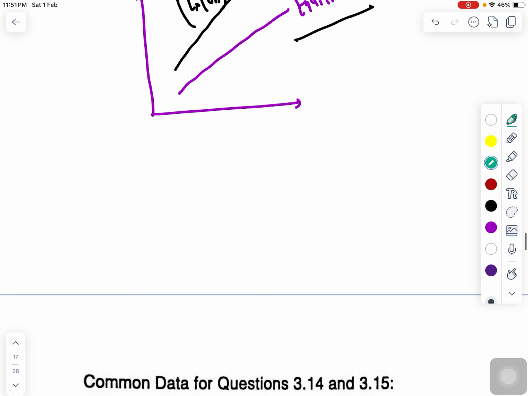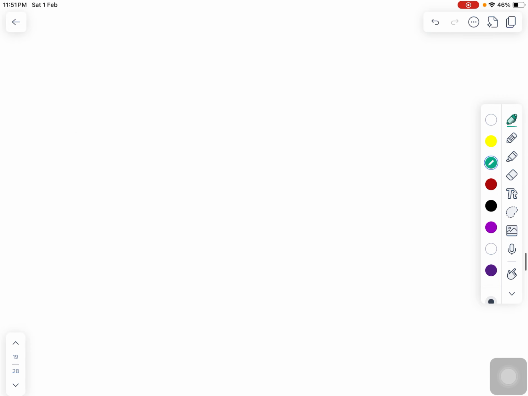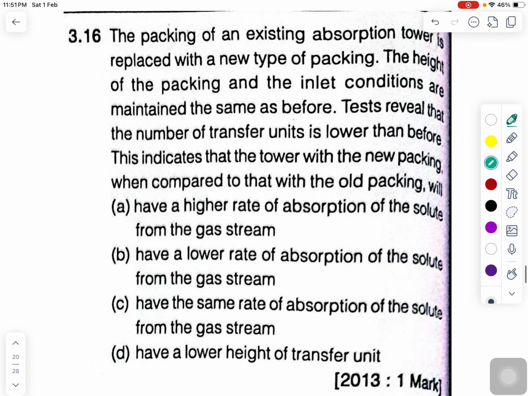Okay. Now moving towards the next question, and here you can see the question says that the packing of an existing absorption tower is replaced. Again, this is a theoretical question. Replaced with a new type of packing. The height of the packing and the inlet conditions are maintained the same as before. So here HTU is maintained same. Test reveals that the number of transfer units is lowered. So NTU is getting decreased and HTU is constant, right?